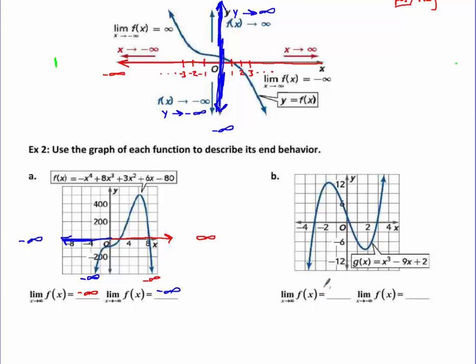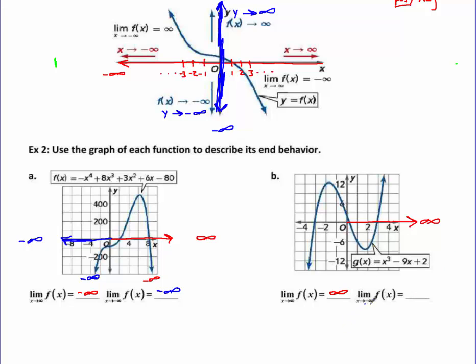All right, so let's do another one. Here we have a function. It wants to know what's the limit of f of x as x approaches infinity. So as x approaches infinity way out here, well, we see our function is shooting up, right? So as x approaches infinity, our function is going to also be approaching infinity on the y-axis. So the limit of f of x as x approaches infinity is infinity.